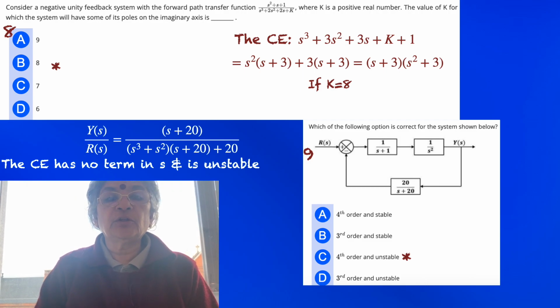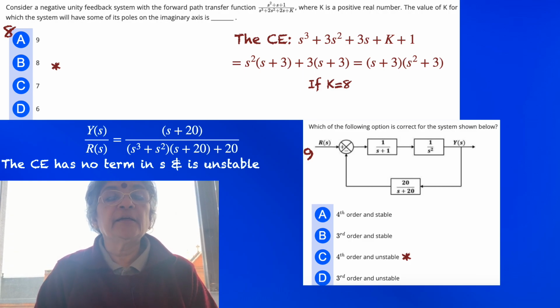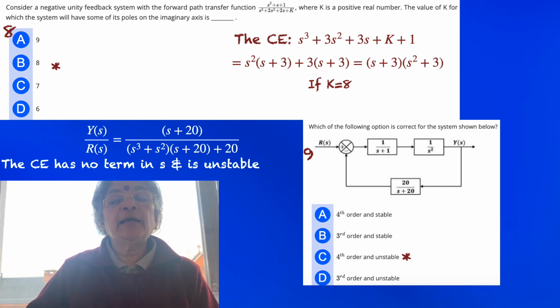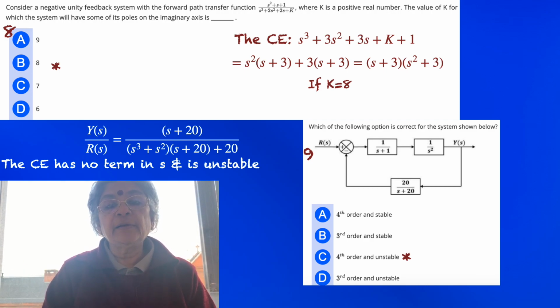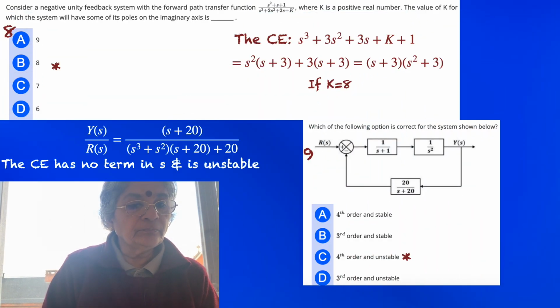This is a better way of doing the problem, by seeing the structure of the characteristic equation, wherein from the first two terms you can take out s square, such that you get s plus 3. And if k is equal to 8, then 8 plus 1 is 9, you can take out 3, and so you have 3 into s plus 3. That's the only reason why this is one of the tricks of the trade that you can employ when you're doing GATE examinations. Okay, so let's move to the 9th problem.